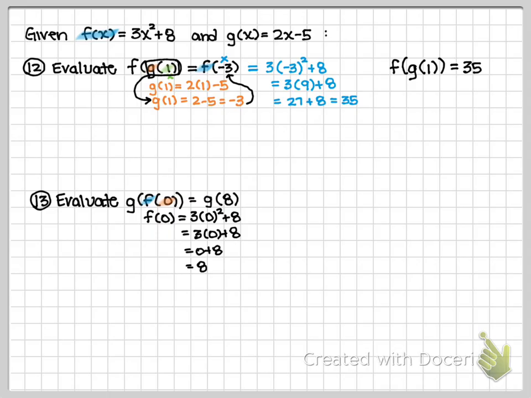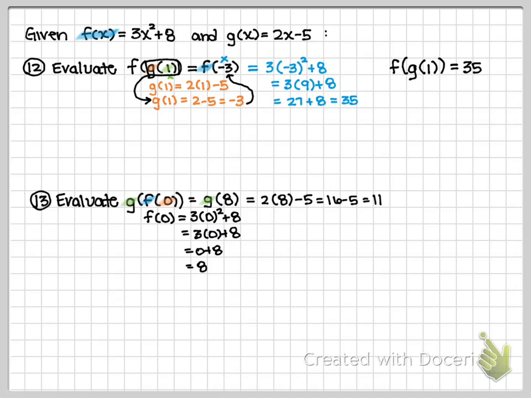But now you have to plug it into the next function, which is the g function. So g's next. Notice I'm working my way out. If I had an h function and it was next, I'd keep going. So now this says, okay, go to the g function. G function is 2x minus 5. So 2x, my new x is 8, minus 5. So it's going to be 16 minus 5. 16 minus 5 is 11.